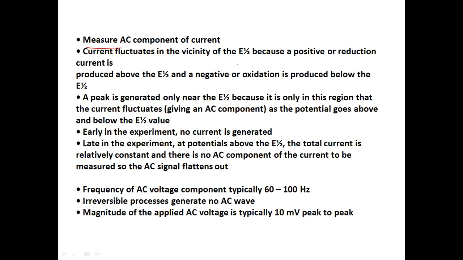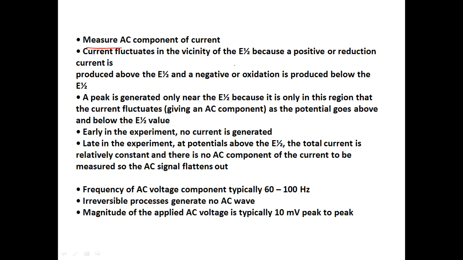The current fluctuates only in the vicinity of the E half value, because a positive or reduction current is produced above the E half value, and a negative or oxidation current is produced below the E half value. So only near the E half value is the current seen. A peak is generated only near the E half, because it's the only region where the current fluctuates, right? So early in the experiment there is no current generated. Late in the experiment also, at potentials beyond the E half value, the total current is relatively constant, and there is no AC component to it. So the signal also flattens out. So you get a peak at the E half value only.